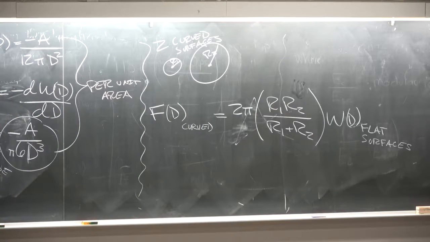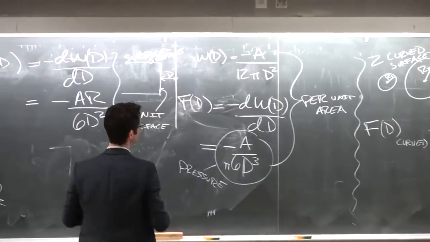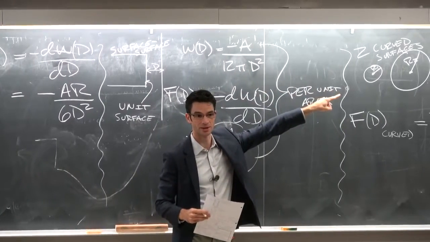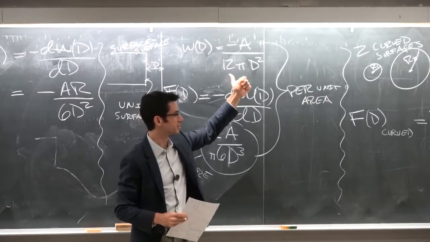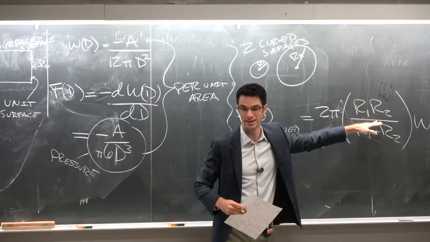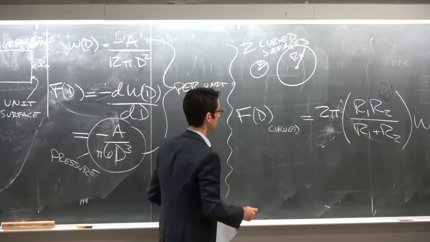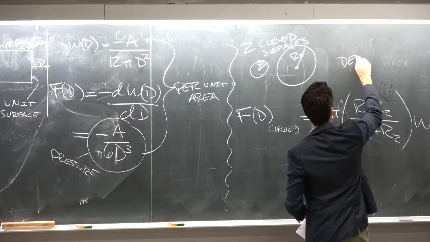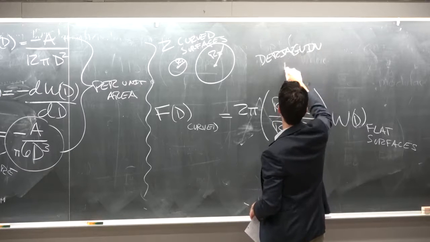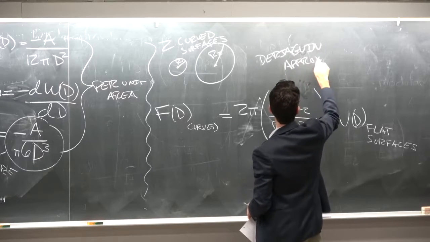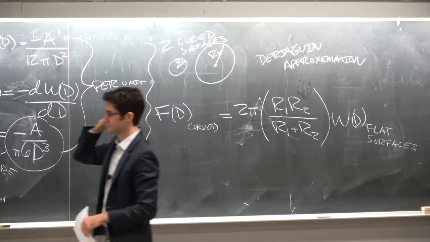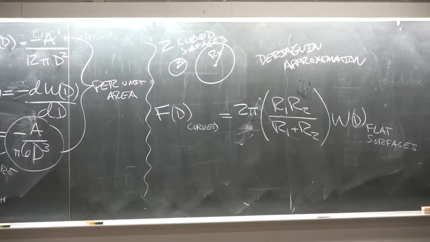So if you can calculate the energy between flat surfaces, but you have curved surfaces that are made of the same material as the flat surfaces, you just multiply it by 2 pi times the product of the radii over the sum of the radii, and then you get the force out. And this is called the Derjaguin approximation, after a very famous Russian dude.